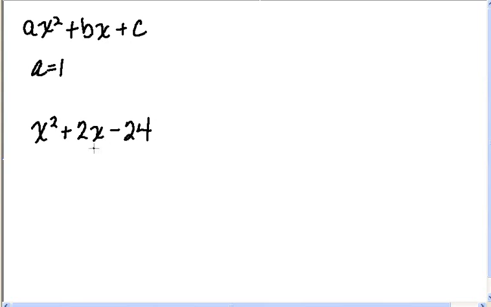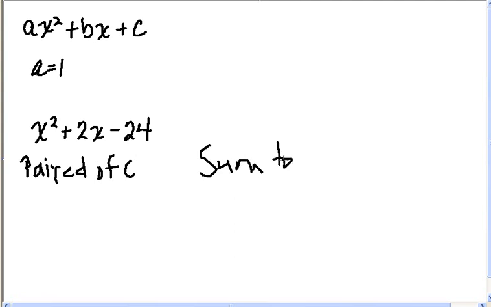So here I have an example, x squared plus 2x minus 24. And when a equals 1, we are looking for the paired multiples of c. Pair meaning two multiples of c that sum to b. So that's why it's important that we know what a, b, and c are.